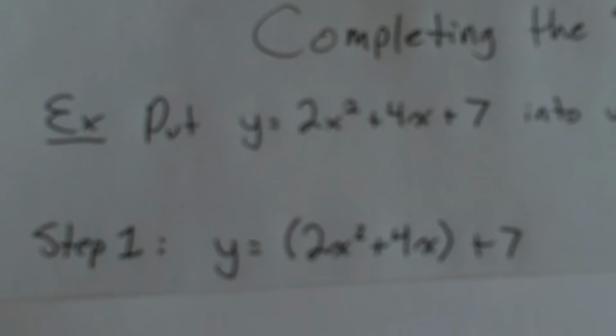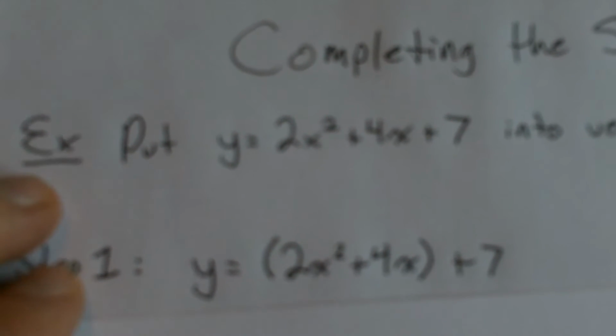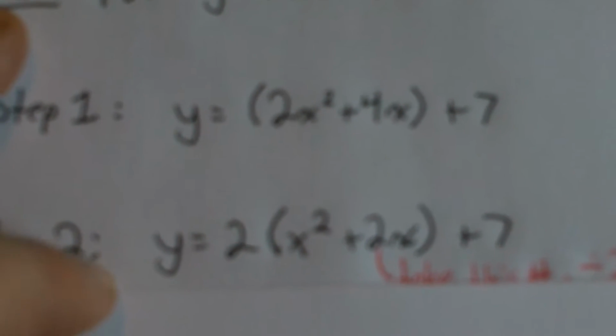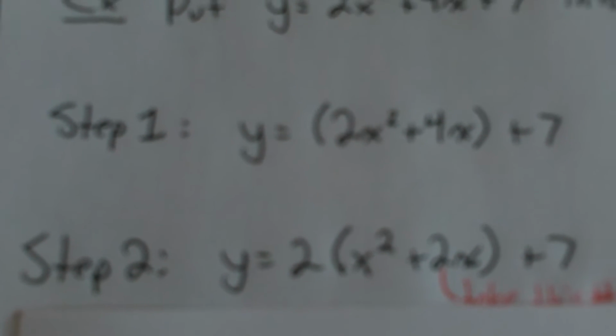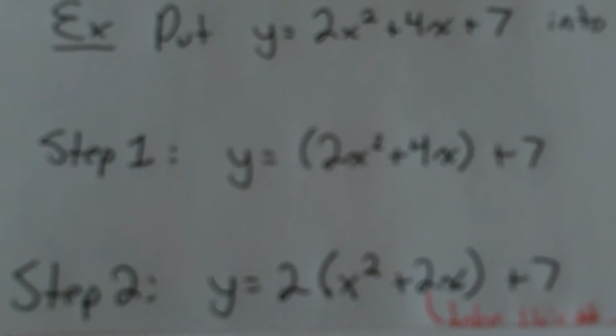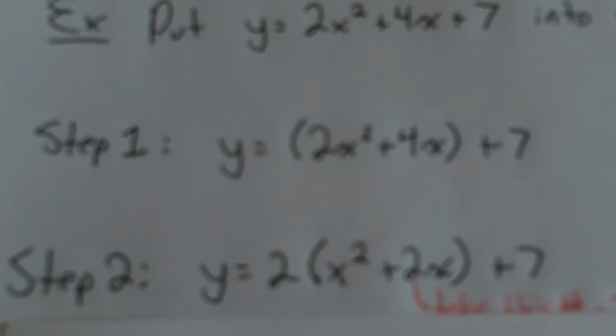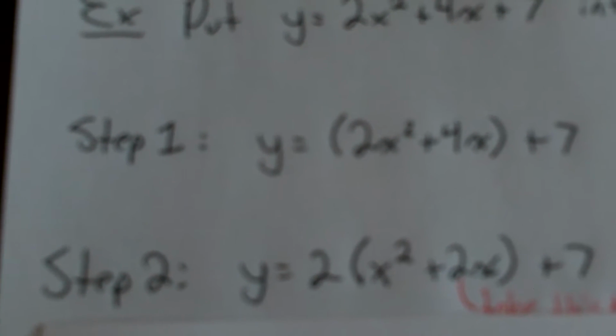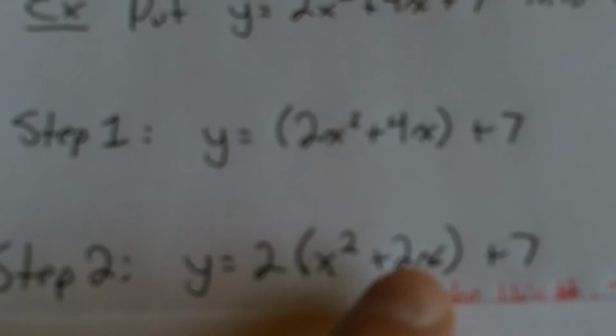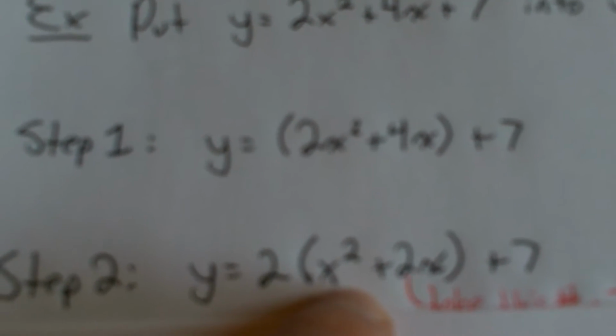Ideally we'd like to have a coefficient of 1 in front of the x squared, and in this case it's a 2. So we're going to factor that 2 out, to be left with 2 times x squared plus 2x with the plus 7 on the outside. Now the tricky part is actually completing the square. We want to take what's inside these brackets and add and subtract a term to make this a perfect square.